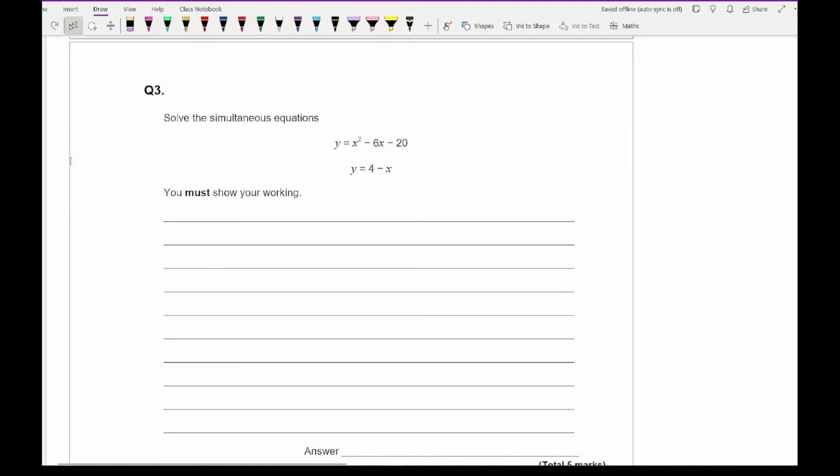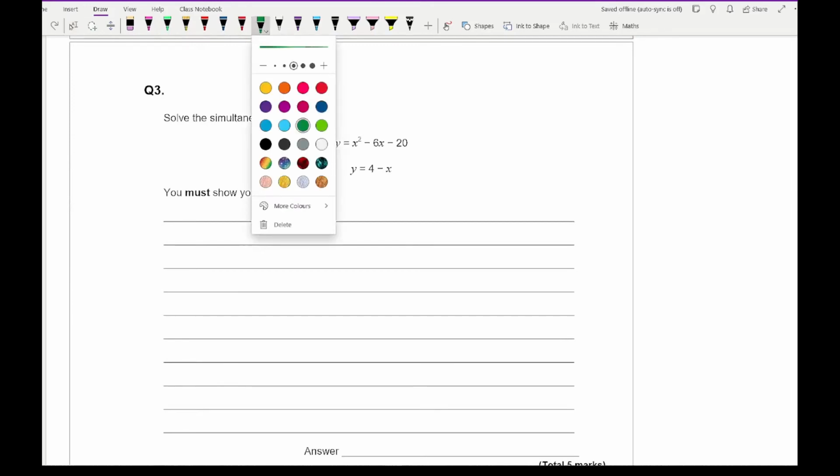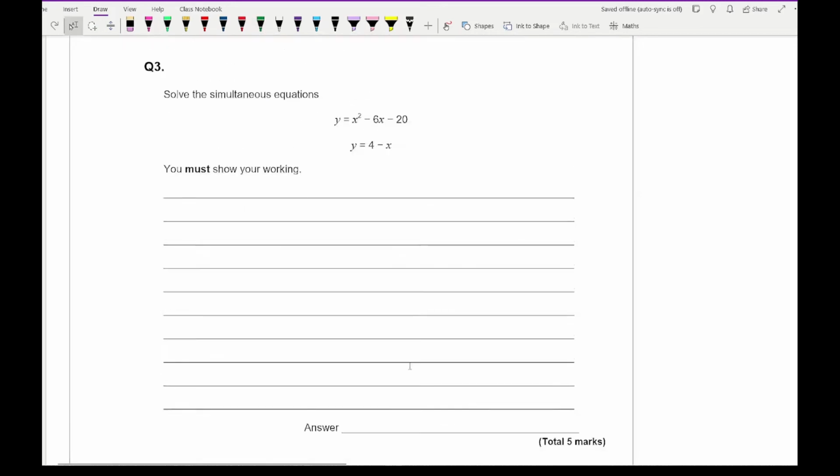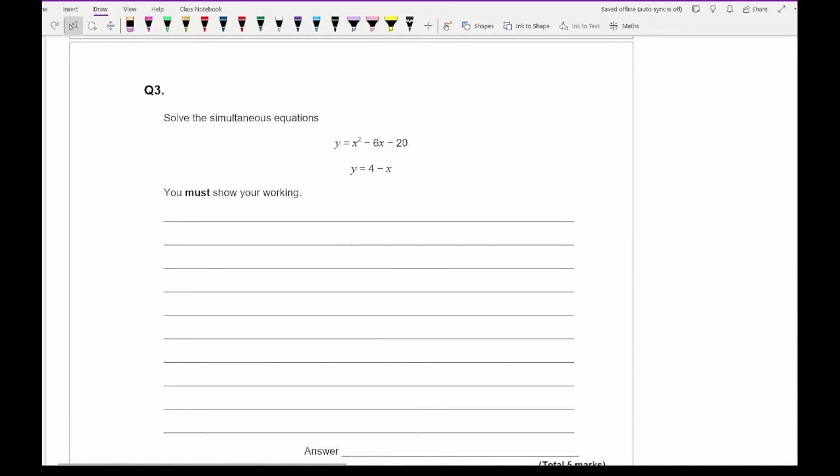Moving on to question 3, it says solve the simultaneous equations. It says you must show your working out, and it's worth 5 marks again. So again, we've already got one letter as the subject, so that's where the marks would come in if I do some rearranging. So here, this is my linear equation. And so wherever I see a y, because that's the subject, I'm going to swap that with 4 minus x. So doing just that, I end up with 4 minus x equals x squared minus 6x minus 20.